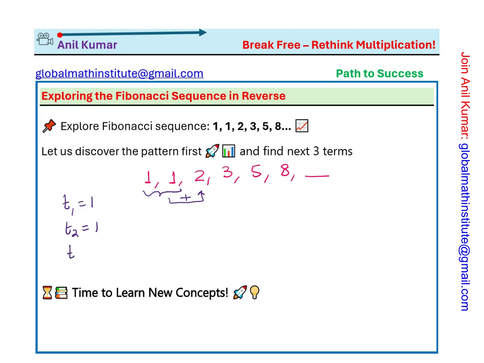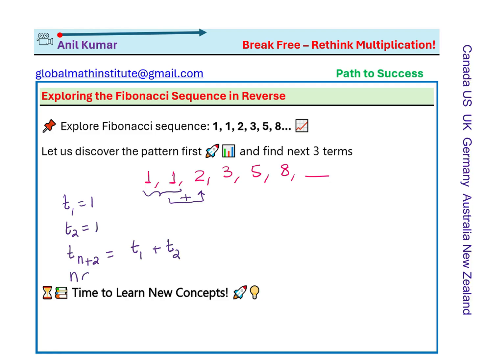the third term, now we can write any term which is, let's say, n plus 2, will be equal to, if n is like 1, 2, 3, 4, t1 plus t2. You get the whole idea, where n belongs to the set of natural numbers. This is the formula, and normally we look into the sequence moving forward. So moving forward, add the previous two.